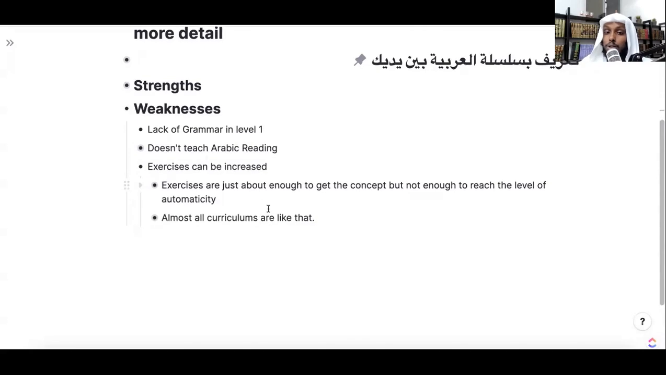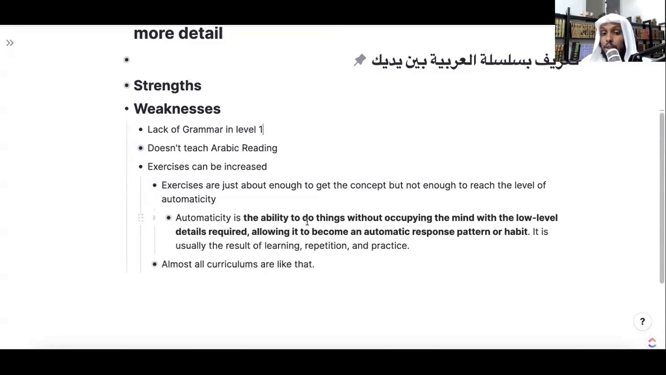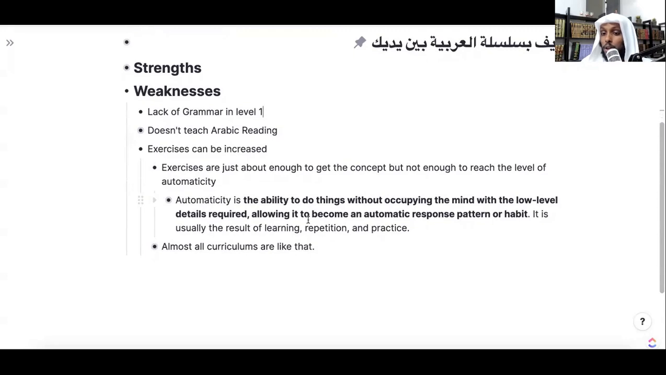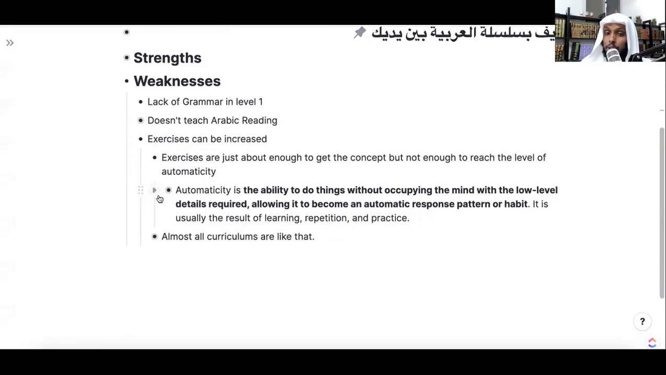Also, the exercises can be increased. This is something that relates to almost all curriculums. The exercises are just about enough to get the concept, to understand the concept. But in my opinion, they're not enough to reach a level of automaticity. What's automaticity? It basically is the ability to do things without occupying the mind with low-level details required, allowing it to become an automatic response or habit. It is usually the result of learning, repetition, and practice.